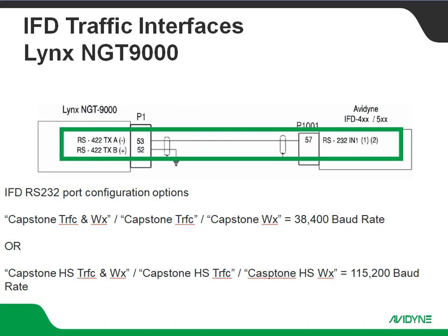On the IFD side, we're going to set that receive port. Well, actually, we've got a lot of options there. We can set it for Capstone traffic and weather, we can set it for Capstone traffic, or we can set it for just Capstone weather. If we're using the straight Capstone protocol, it's going to be a 38400 baud rate, or we can do Capstone high-speed versions of all three of these, either traffic and weather, or just weather, and we're going to set that for a 115200 baud rate if we're going to do the high speed.